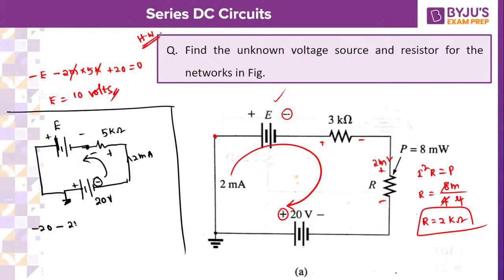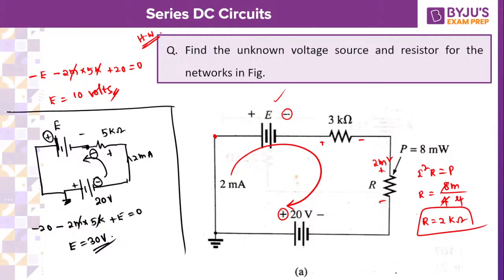So 2 milli into, I'm considering leaving polarity here, 2 milli into 5 kilo plus E is equal to 0. Milli and kilo get cancelled. 5 twos are 10, minus 10, minus 20, so it will be 30. So E is equal to 30 volts you are going to get.